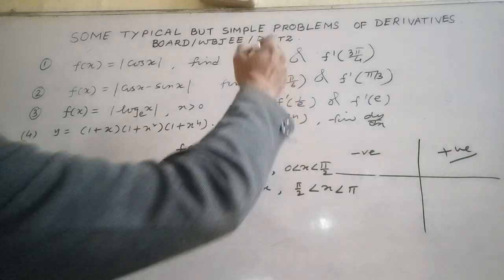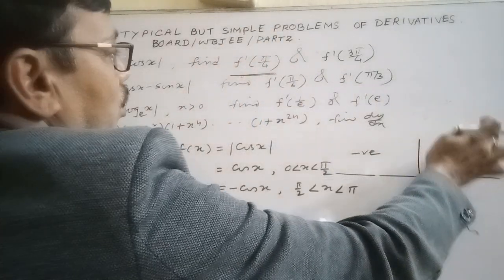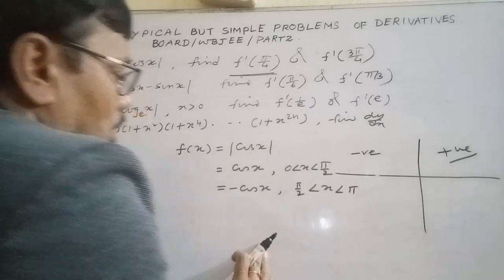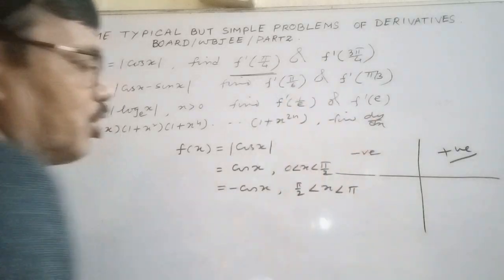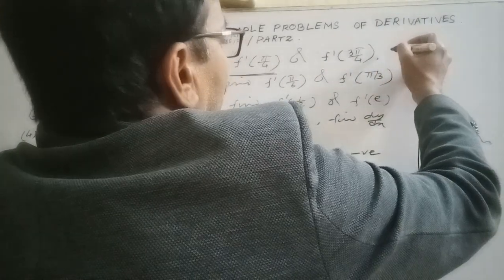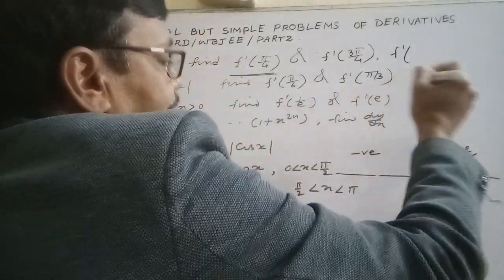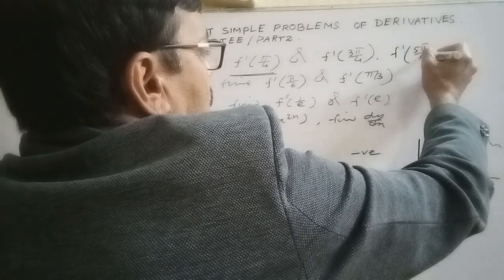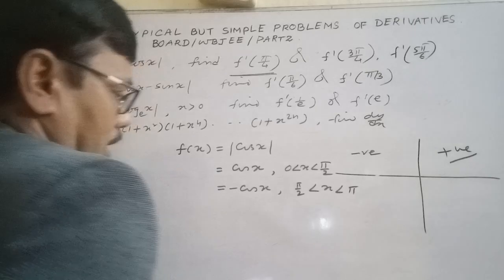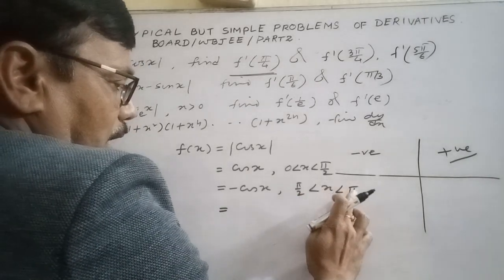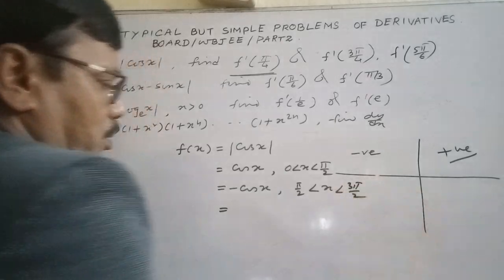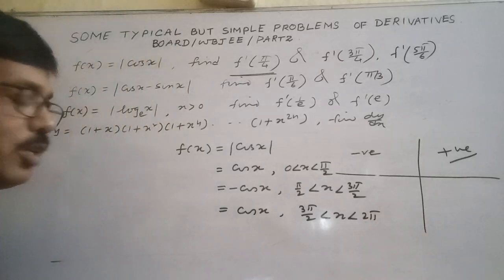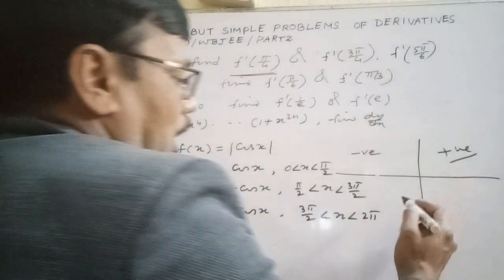But look, the restriction is to find the derivative at pi by 4. So it is in the first quadrant, and 3 pi by 4 is in the second quadrant. That is why we find mod cos x in these two restrictions. If it is given that find f dash of 5 pi by 3, that is 300 degrees, then we write it in terms of 3 pi by 2 to 2 pi. So you can also write it pi by 2 to 3 pi by 2 negative, and it is again positive when 3 pi by 2 less than x less than 2 pi. So this is to be noted. You need an idea of quadrants.